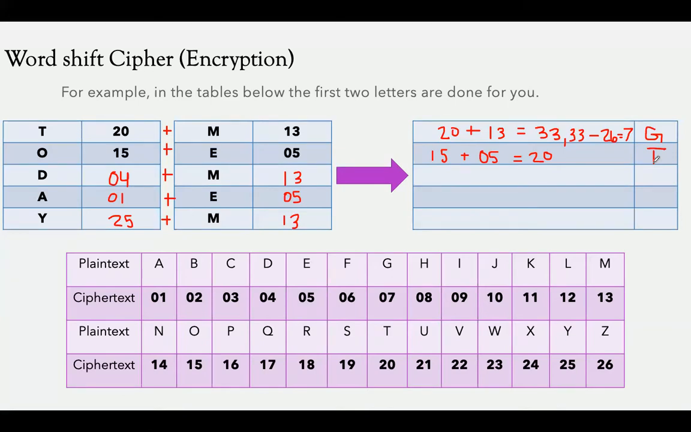Does anyone have any questions about how this Wordshift cipher works? It's okay to ask questions. We're here to make sense of something that's probably really new for a lot of you. No questions?